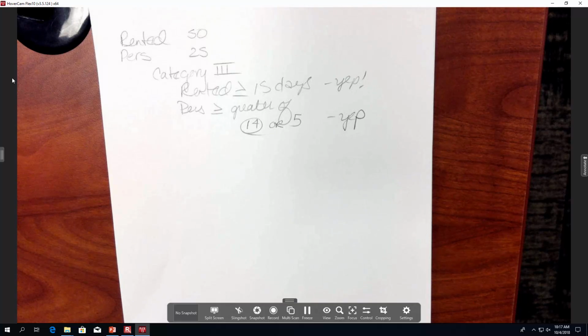Okay, so the first thing you should have done is proof this, right? So I'm just walking through the word problems. For category 3, was it rented more than 15 days? Yep. Did personal use exceed the greater of 14 days or 10% of rental days? So I put those two numbers next to each other. I circled the one that was greater, and yes, my personal use exceeded that. So, always write that out. I have to write it out. It's not intuitive to me. So then I know, okay, cool, I'm on category 3.